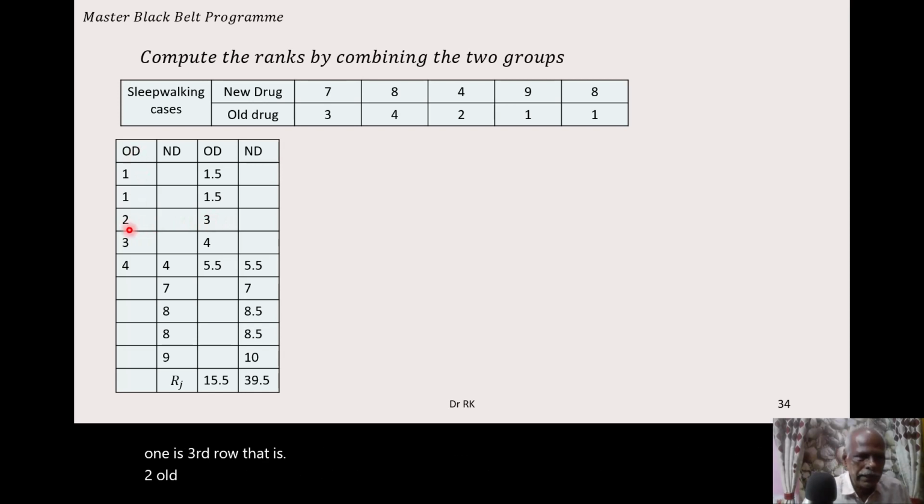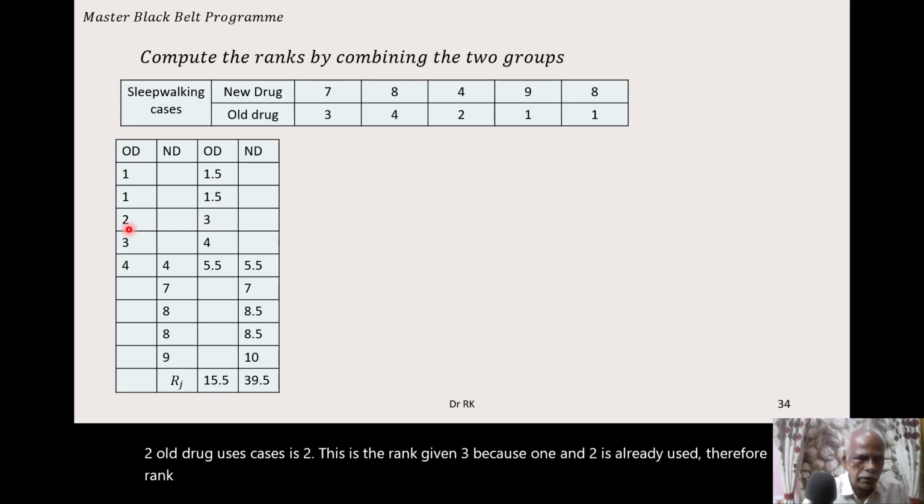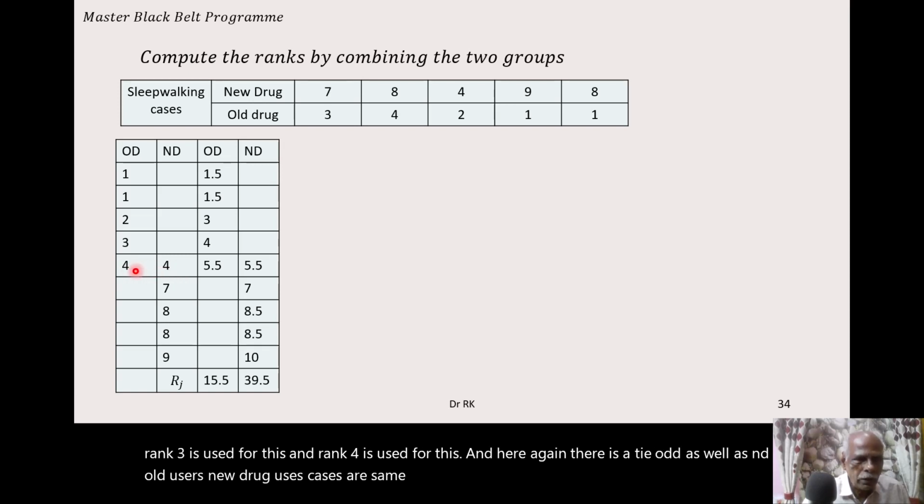Old drug users' cases is 2. This is the rank given 3 because 1 and 2 are already used, therefore rank 3 is used for this, and rank 4 is used for this. And here again there is a tie, OD as well as ND, old drug users, new drug users, cases are same. Therefore I have to give 5 and 6.